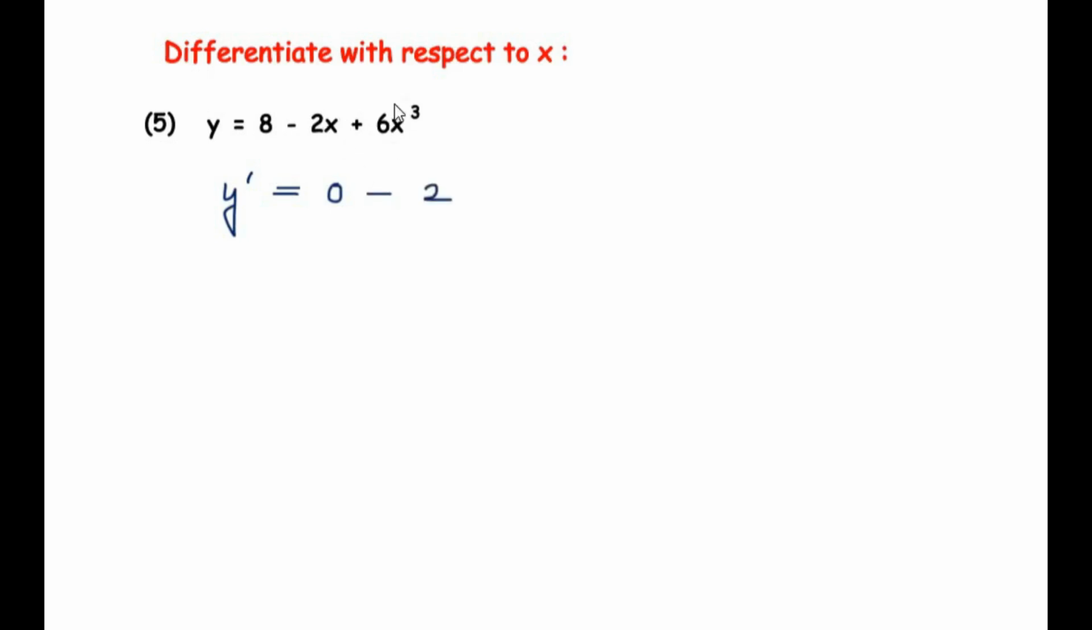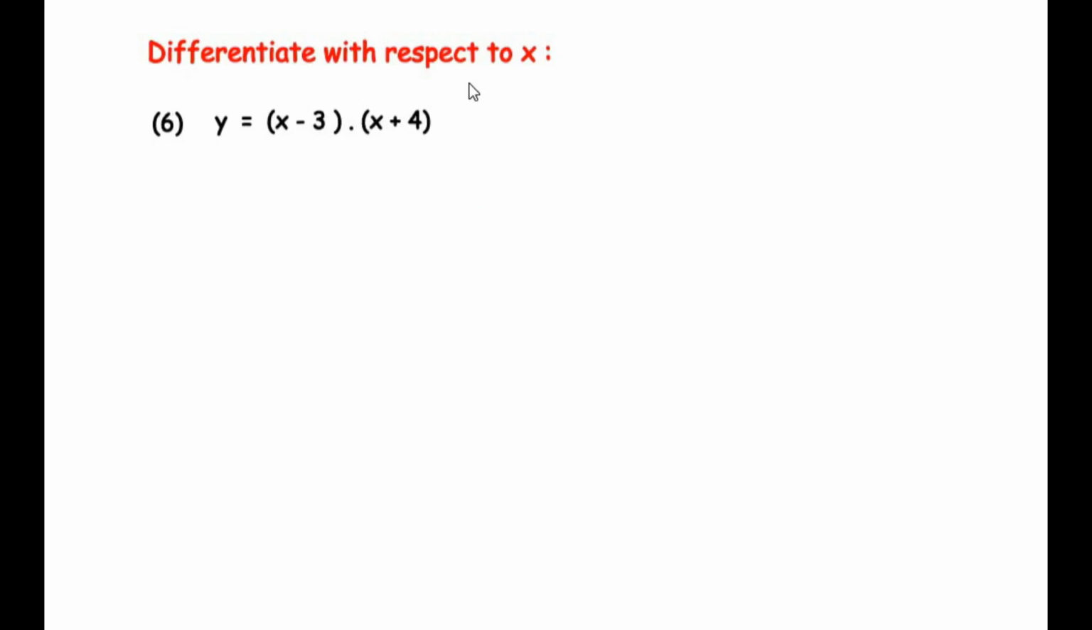Now using the power rule, here for the third term we are going to write it as plus 6 times. The power comes down and multiplies with 6, and the power of x is reduced by 1. So we get 3 minus 1, which is 2. So simplifying this, we get -2, and 6 times 3 gives us 18. So -2 plus 18x square. This is the differentiation of y.